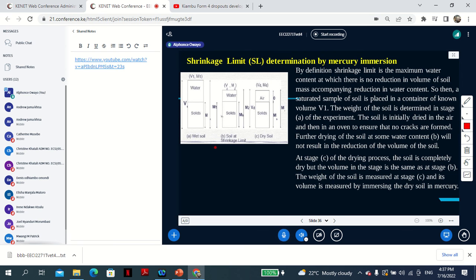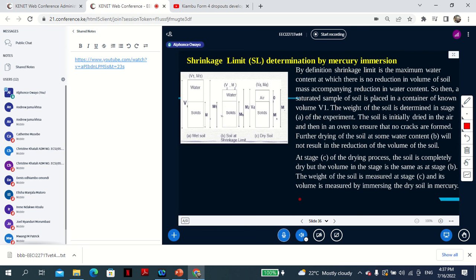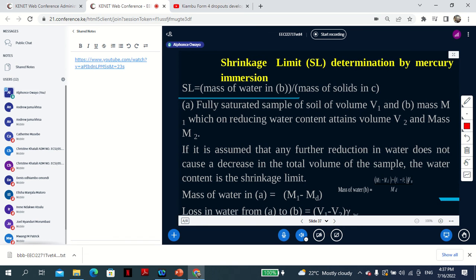Now there's the shrinkage limit. This is a little very academic. I'm saying academic because it's a little something you really have to pay attention to, and it's very difficult to determine. If you are going to do this in the field, it will take you a very long time, which you may not have.